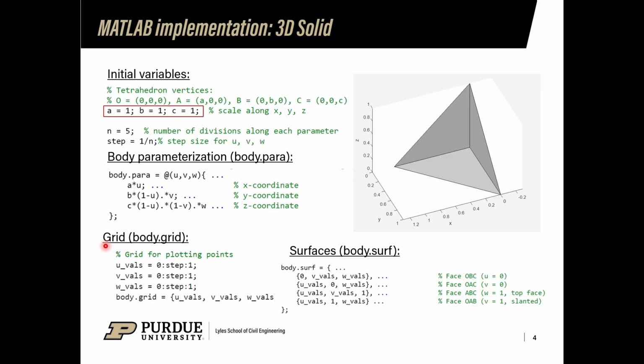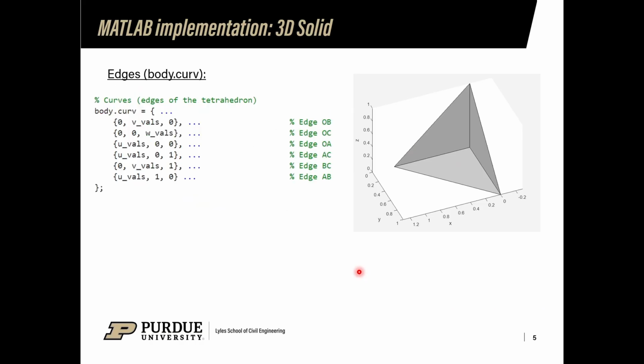And after that, we define the grid for plotting the points inside the tetrahedron. Then we define the surface of the tetrahedron, fixing one parameter and letting the other two vary. And finally, we define the edges of the tetrahedron, varying only one parameter.